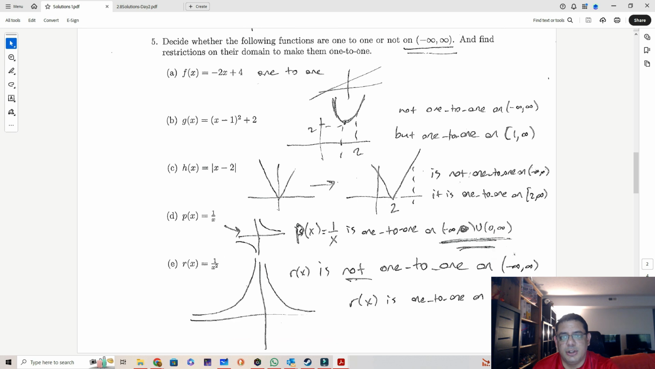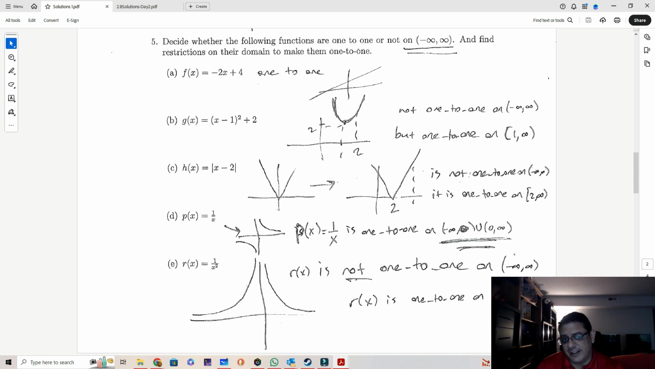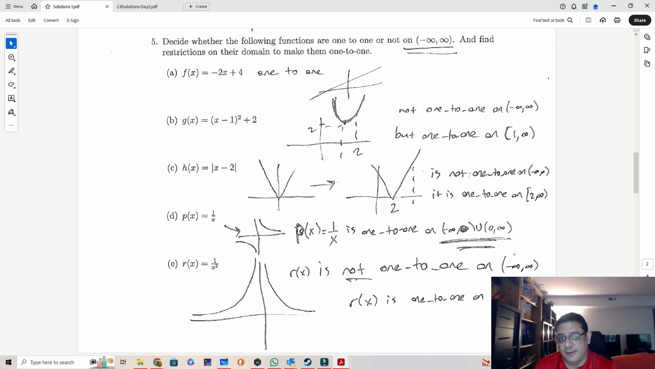Now, in question number 5, we have this same type of evaluation, but with multiple functions. We have first the line, and as we've discussed, lines are actually one-to-one because it matches one input to one output. Here we have a more complex version of the quadratic that of course is not going to be one-to-one in minus infinity to infinity. So we're covering the whole minus infinity to infinity. It's not going to cover it, but we can find restrictions on their domains to make it one-to-one.